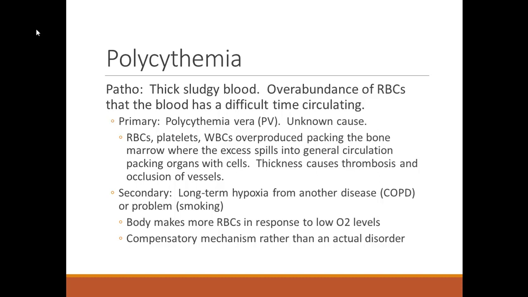They actually do a thing called a therapeutic phlebotomy, where they're actually taking out blood, taking out the red blood cells, so it's not so thick and sludgy. Used to be called bloodletting, now it's therapeutic phlebotomy. Generally, with polycythemia, we're going to see a hemoglobin greater than 18 and a hematocrit greater than 55%.